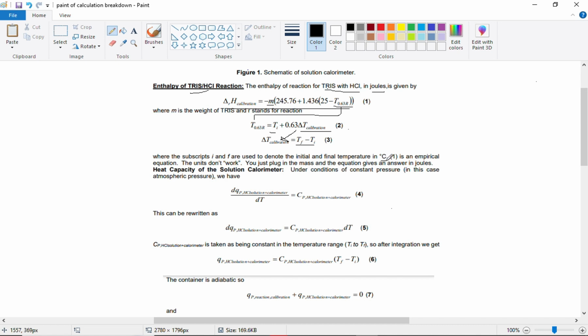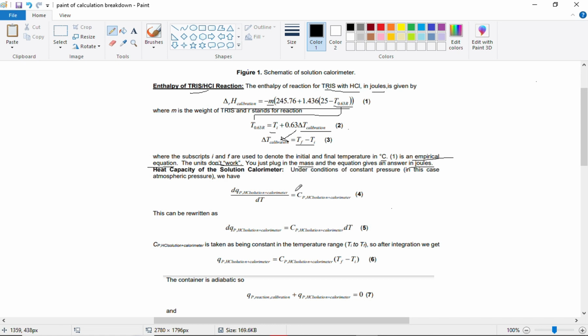Now this notes that the first equation is an empirical equation and that the units don't work. Usually this just means that there has been a constant thrown in there that makes it work, and I have the feeling they decided to drop the units in favor of simplicity. You just give it a mass and it will give you joules as an answer.